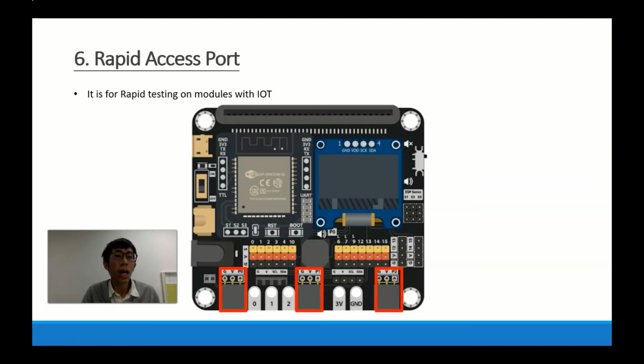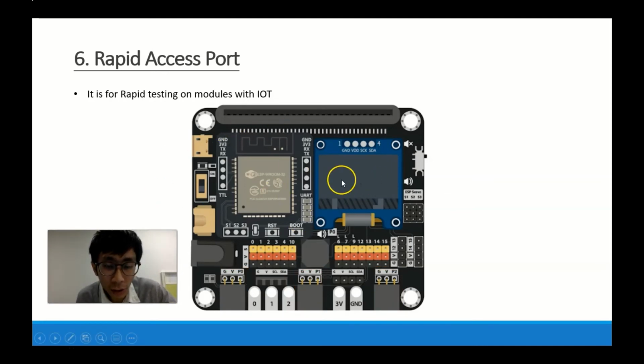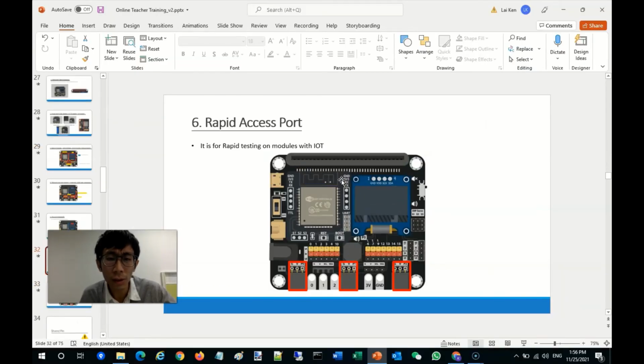Okay. The 6th point is the rapid access port. We know all the things on the upside, and we go to the bottom side now. Wow, that's good. You can start to notice that there are 3 things here. Actually, they are rapid access ports. What is the rapid access port? Actually, wow, we can start to use it now.